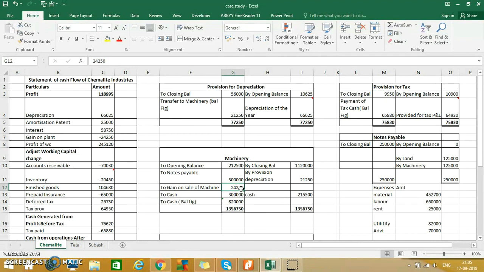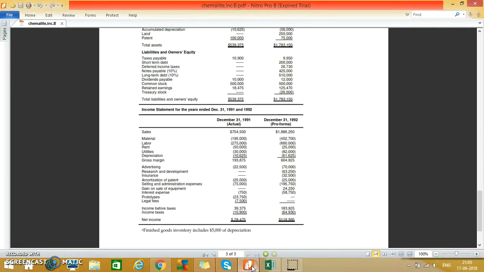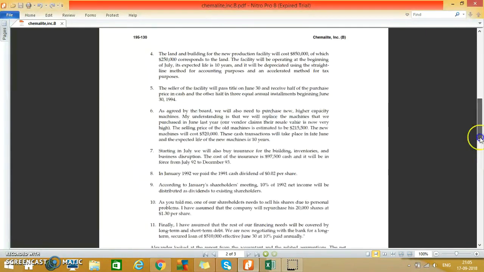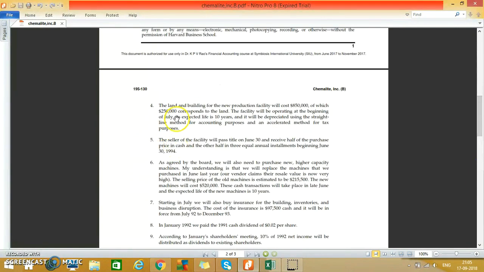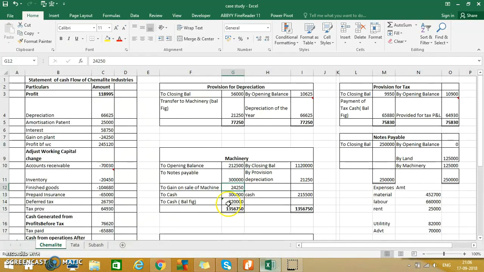Now it says in the fourth point, if at all you look into the fourth point, that out of this 8,50,000, 2,50,000 pertains to the land. So you have got a plant of 6 lakhs. Of the 6 lakhs, 3 lakhs is paid in cash and the rest of it is paid in equal installments going forward. Let us see how I do this.